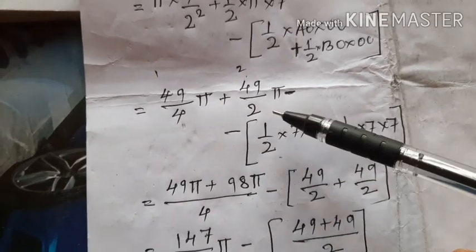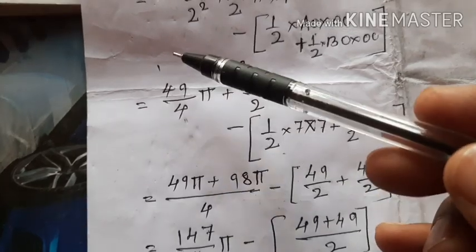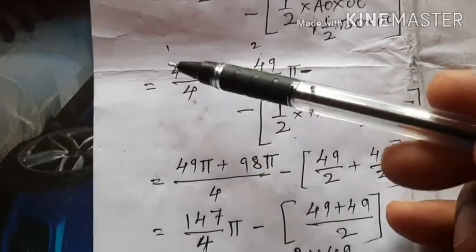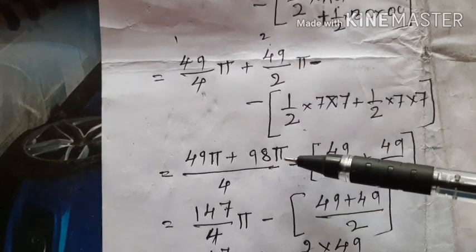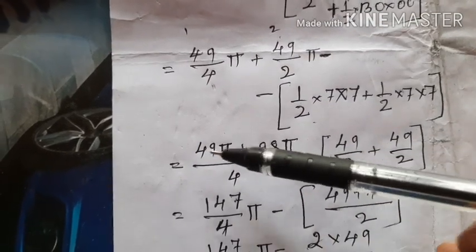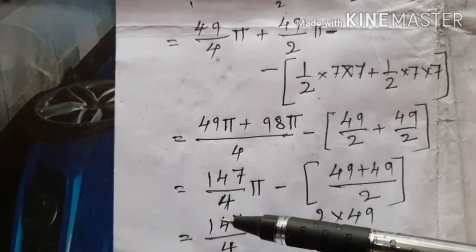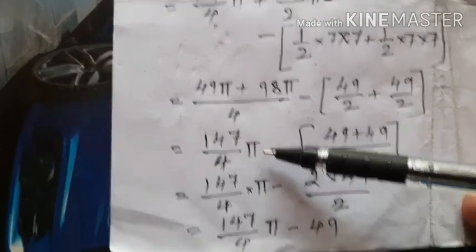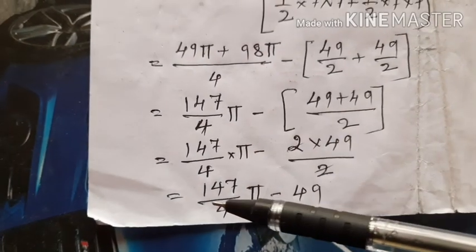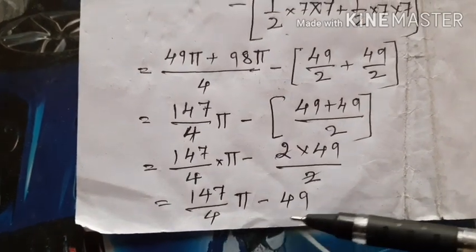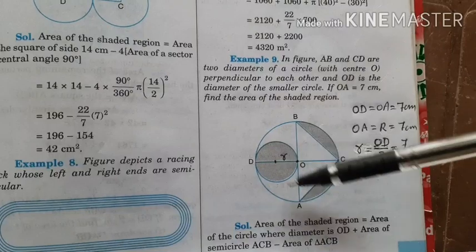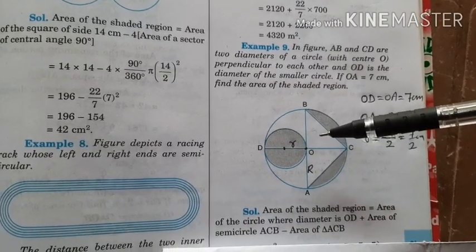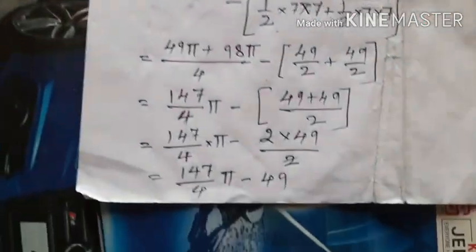Here 4 and 2's LCM is 4. Therefore 4 1s are 4 and 2 2s are 4. 1 49s are 49 5 and 2 49s are 98 5. So 98 5 plus 49 5 is 147 upon 4 times of 5. Therefore children, we have 147 upon 4 5 minus 49 centimeter square is the area of the shaded region in this figure. But it can still be simplified.